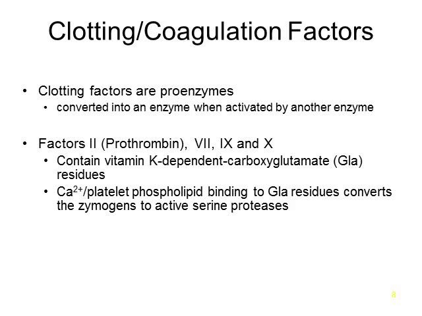Clotting factors are proenzymes, so they're converted into an enzyme only when activated by another enzyme. Proenzymes are also sometimes termed zymogens. To give you some examples, factor 2, prothrombin, factor 7, factor 9 and factor 10 all contain vitamin K dependent carboxyglutamate residues. Calcium and platelet phospholipids bind to these residues and convert these factors into active serine proteases.